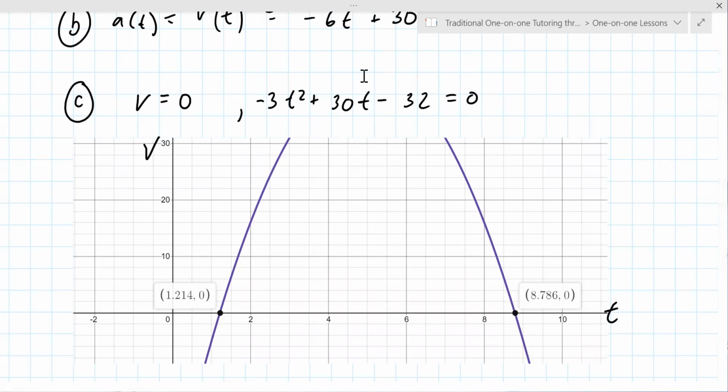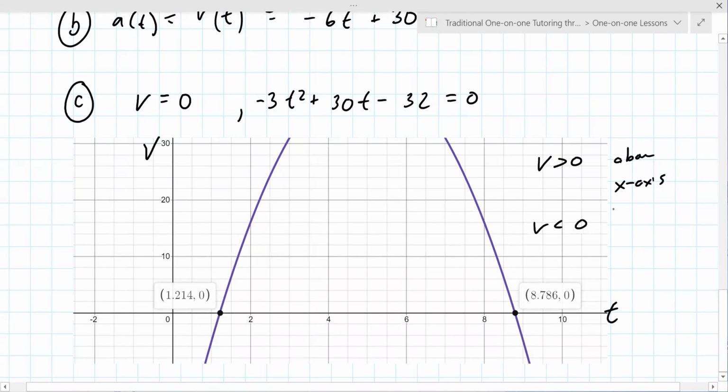So just to relate this to the last question a little bit here, velocity is greater than 0 when it's above the x-axis, and velocity is less than 0 when it's below the x-axis. That's just like the last problem we did. And that leads into part D.